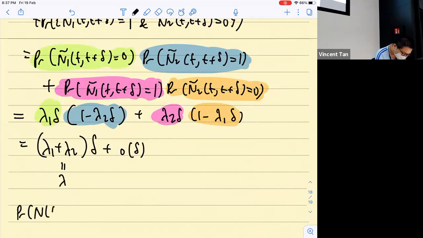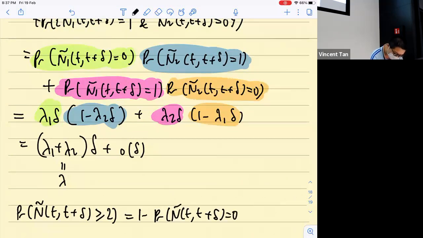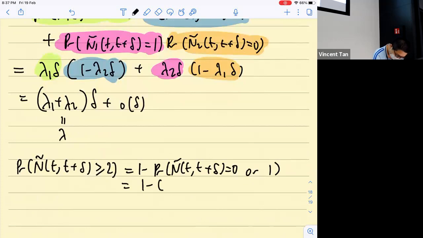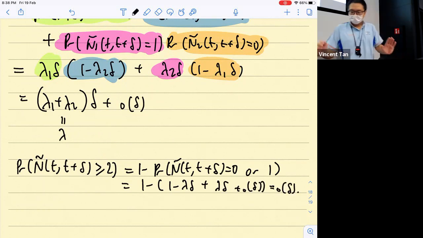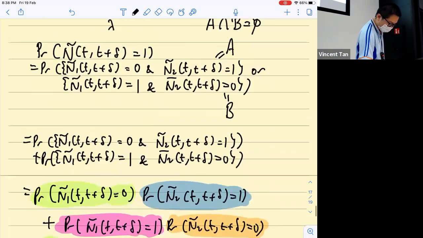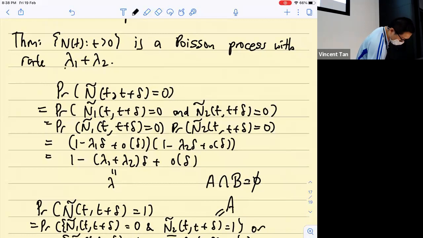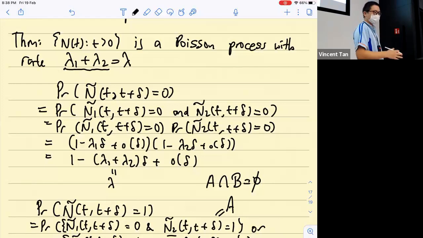the probability that the number of men plus the number of women is bigger than 2 is equal to 1 minus the probability that the number of men plus the number of women is 0 or 1. But we have already computed that: 0 means 1 minus lambda delta, and 1 is lambda delta, plus little o delta. So that leaves us with little o delta only. So property star is satisfied with lambda equals lambda 1 plus lambda 2. I check the 3 properties of star, and the 3 properties of star are satisfied.